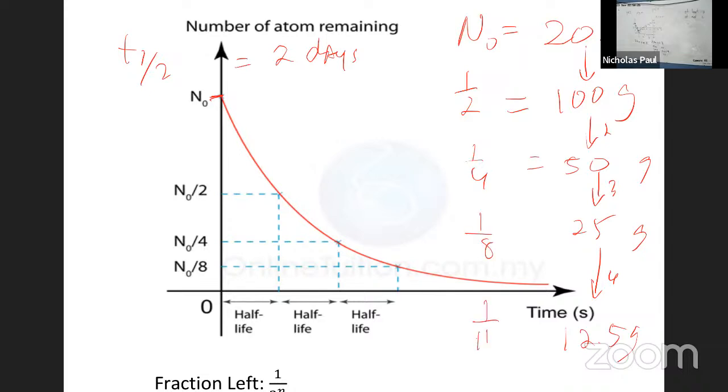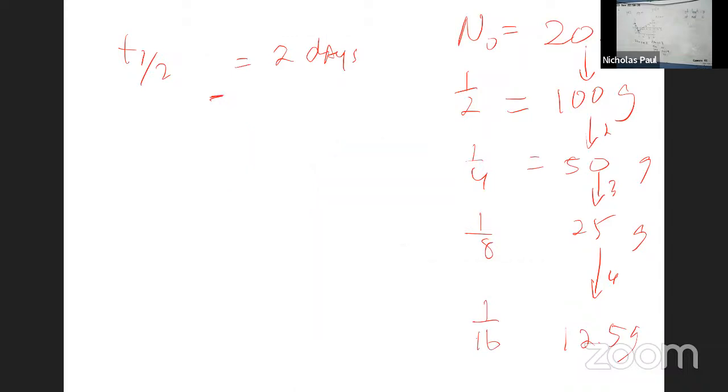To figure out the number of half-lives, there is this nice little formula: 1/2 squared, 1/2 cubed, 1/2 to the power of 4. 2 squared is 4, 2 cubed is 8, 2 to the power of 4 is 16. So you see the power here? That gives you how many half-lives went. There are 2 half-lives here, 3 half-lives here, 4 half-lives here.